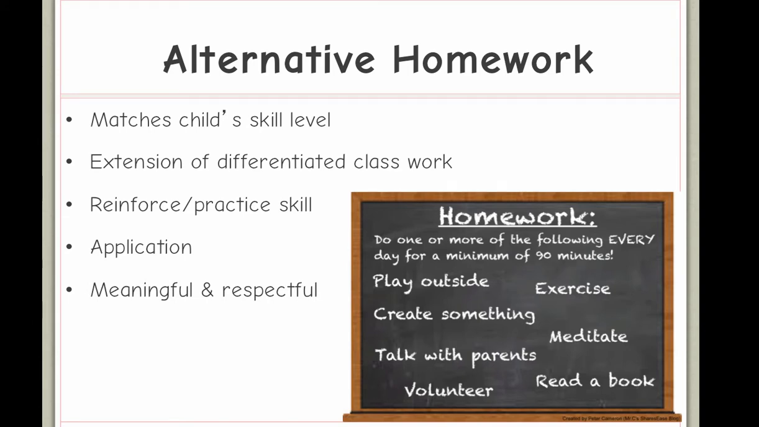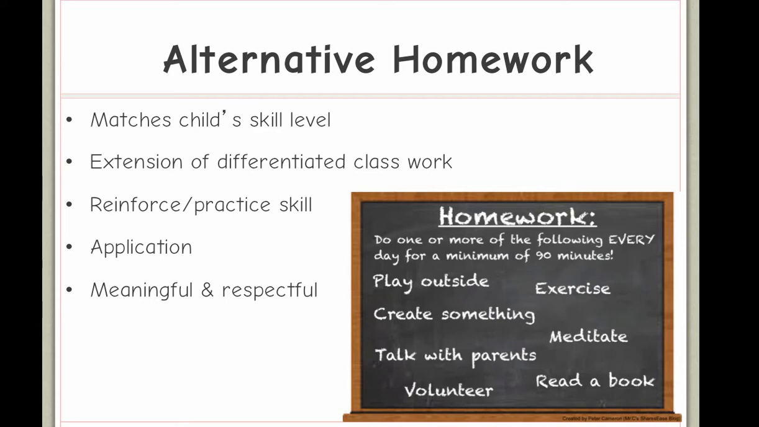Homework, in order to be effective, must be meaningful and respectful. So I would say that 25 math problems is not necessarily meaningful, because the idea is, if you could do 3, you could do 5, you could do 10. So maybe we want to give fewer problems, but more different kinds of problems that ask students to be more creative.